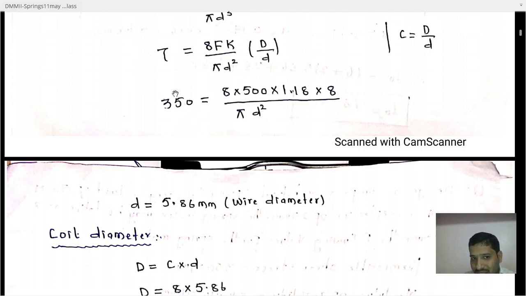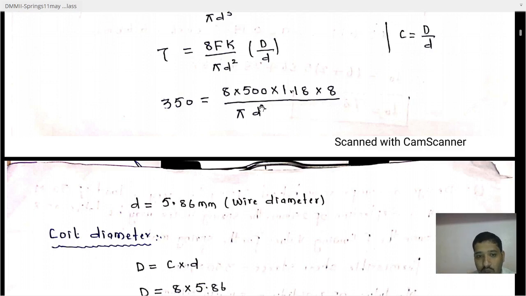d square from this side. Again you have to divide here: 8 into 500 into 1.18 into 8, divided by pi into 350. After that, if you remove the square, the power becomes 1 by 2, and the 1 by 2 value is under root.